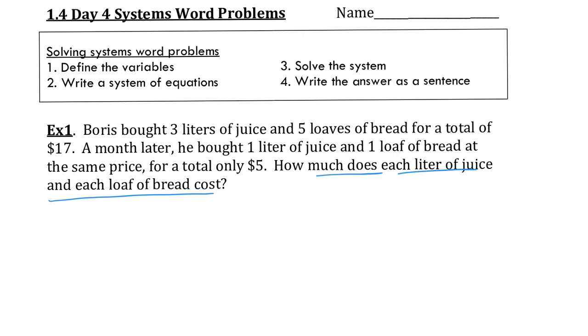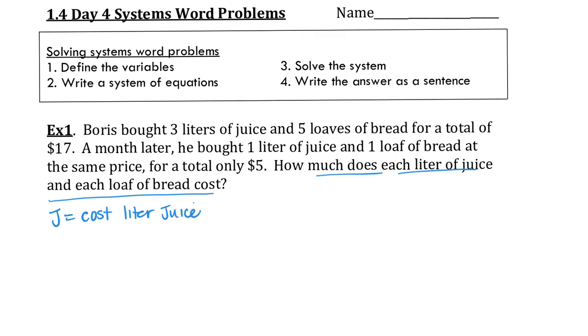Okay, now to define my variables, I want to figure out the 2 unknown values, which are normally in the question. So it says, how much does each liter of juice and each loaf of bread cost? Those are going to be my 2 variables. So for a liter of juice, you can use X and Y, although sometimes it's nice to pick a letter that reminds you of the quantity. So I'm going to use J. How much does each liter of juice cost? So J is the cost of a liter of juice.